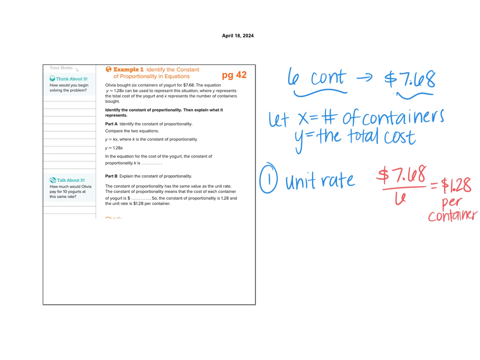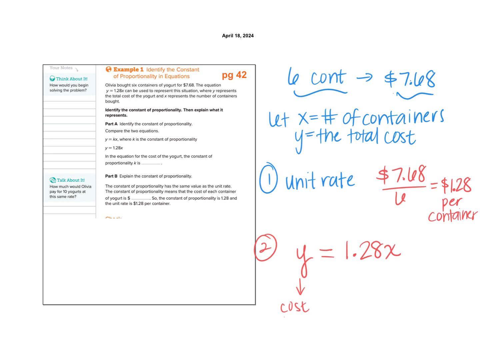Okay, so now my equation is going to start with y. Again, that's going to be my total cost. To find the cost, it's $1.28 per container. So if it's 1 container, I do $1.28 times 1. 2 containers, $1.28 times 2. 3 containers, $1.28 times 3. If I'm buying x containers, it's $1.28 times x, which you can just write right next to each other.